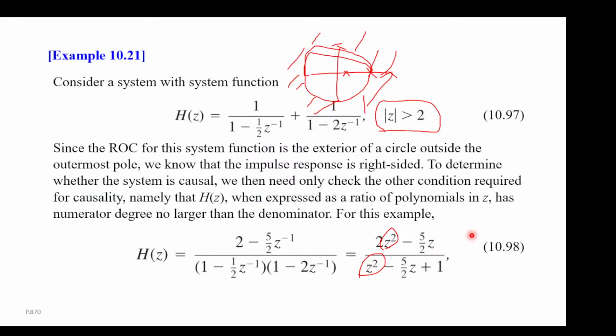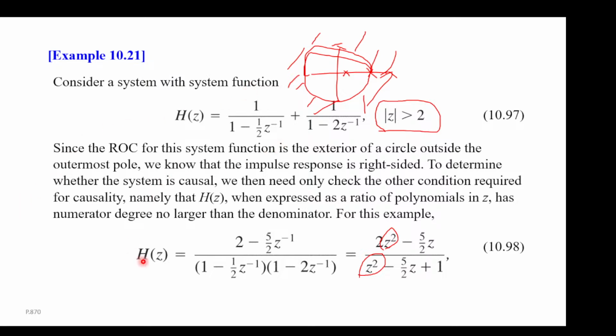Let's check quickly. We have some system function like this. It has two parts: 1 over 1 minus 1/2 z to the minus 1, plus 1 over 1 minus 2 z to the minus 1, with z greater than 2. So this has a pole at z equal to 1/2 and another pole at z equal to 2. And then we are taking the outermost ROC here. And so we want to check whether this is rational.